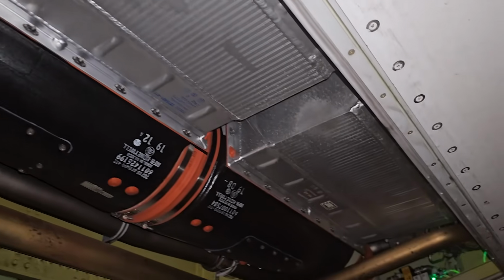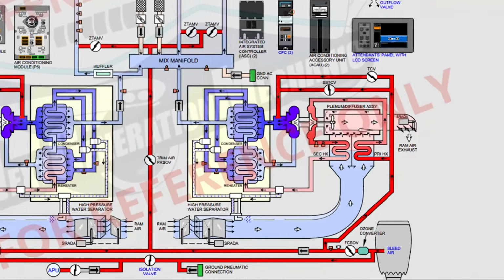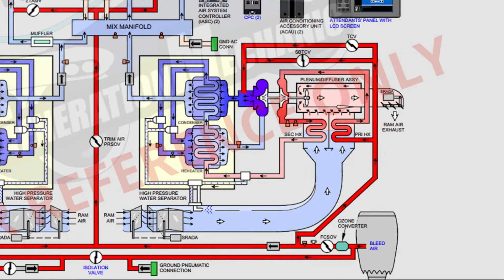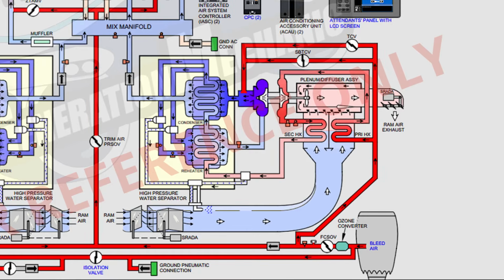Let me show it to you with the help of this schematic. To make it easier to understand, in this schematic red means hot air and blue means cold air. Bleed air is taken from the engine or APU when the engine is not running. First, this air is directed through the ozone converter.